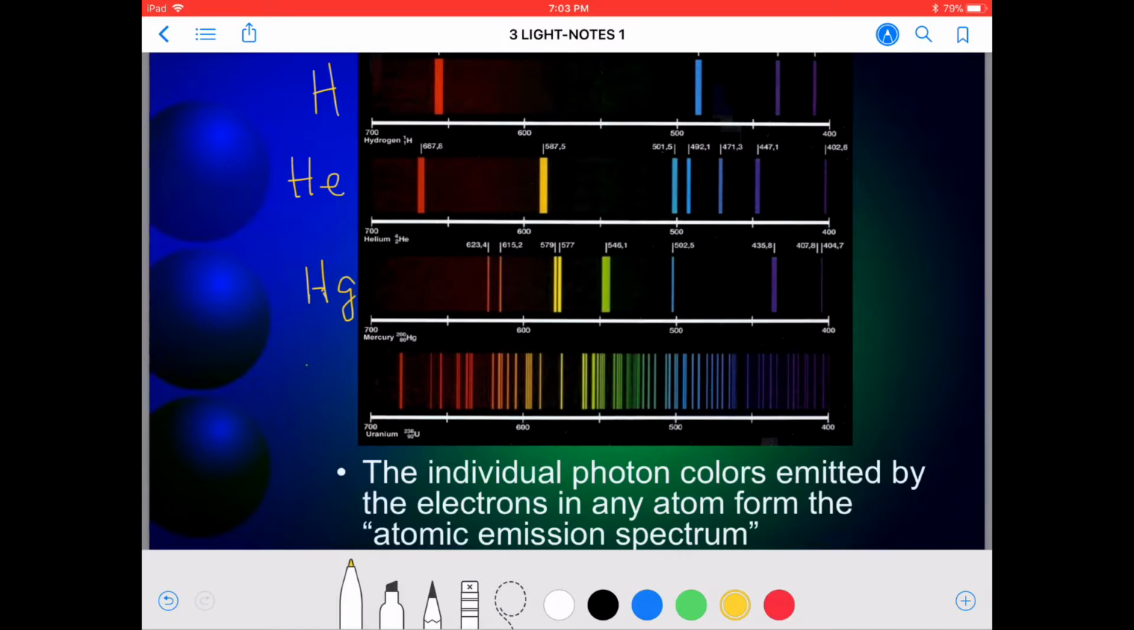The very last one down here is uranium. That one's probably one of the more complex ones between any of the elements on the periodic table. You can see a lot of different colors and a lot of different lines given off, but it's still a bright line spectrum or atomic emission spectrum because you can clearly see the lines. It's not fuzzy. You can see the gaps that are not being shown as well.